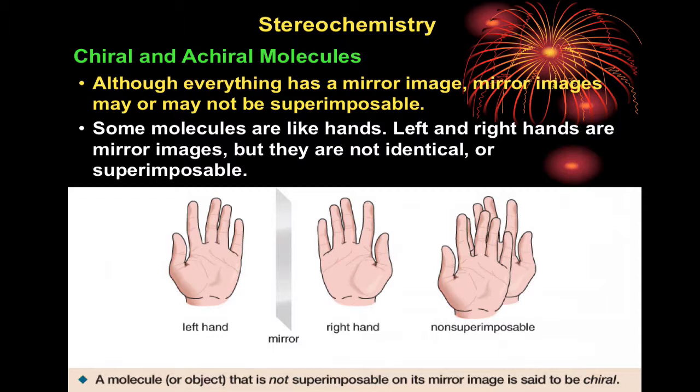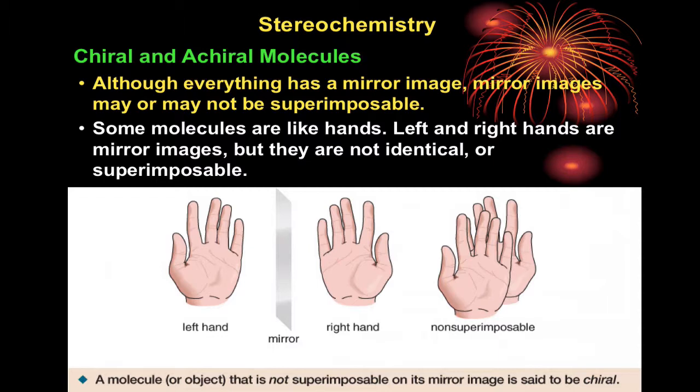Okay? The connectivity was the same. The functional groups were the same. The functional groups are just a red sphere, a white sphere, a blue sphere, and a green sphere. Whatever they mean, right? Connectivity was exactly the same. So some molecules are like hands. Our left and our right hands are mirror images of one another.